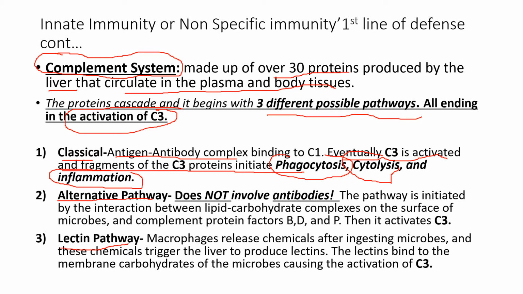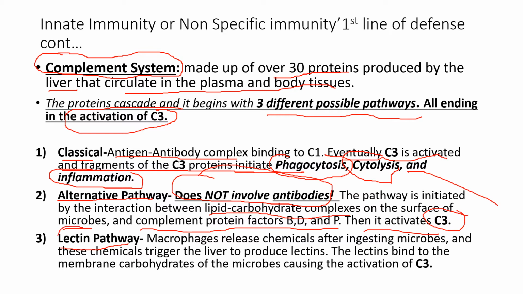The alternative pathway does not involve antibodies. Is that clear enough? The alternative pathway does not include antibodies. That means there's nothing to do with B cells. The pathway is initiated by the interaction between these complexes that are on the antigen, lipid carbohydrate complexes on the surface of the microbe, and complement proteins, factors B, D, and P. And then they activate again C3 and will trigger these things up here: phagocytosis, cytolysis, and inflammation.